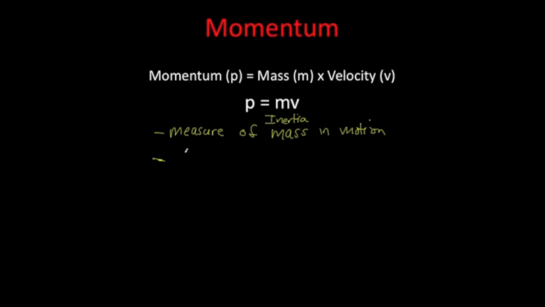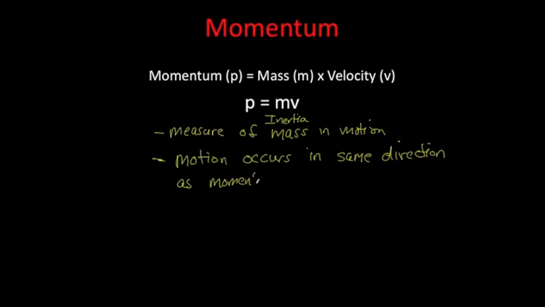Motion will occur in the same direction as momentum. So momentum is actually a vector measurement. It's a vector quantity, and if you remember, that means it has size and direction.